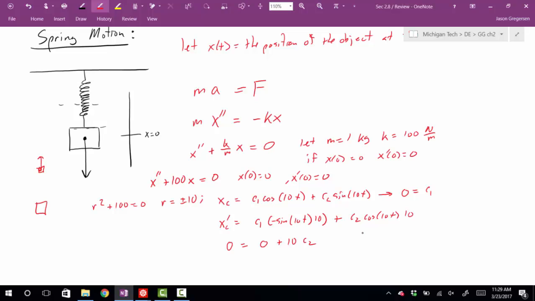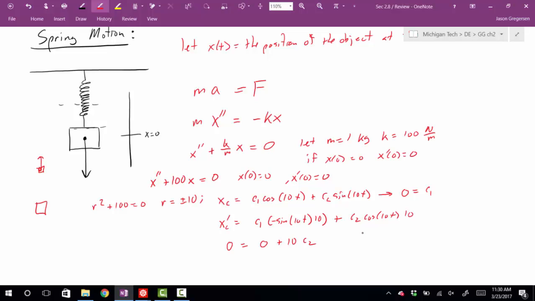Right now x of 0 equals 0. I want to grab the spring and pull it down somewhere, or push it up somewhere, and then release it. At the moment I release it, the velocity is still going to be 0. Some velocity will be gained as the force, using acceleration, changes the velocity. So I'll move it somewhere. It will start at some different position, have a 0 initial velocity, and then it will go, and I expect to get a non-zero solution.